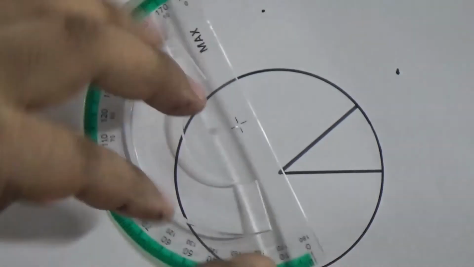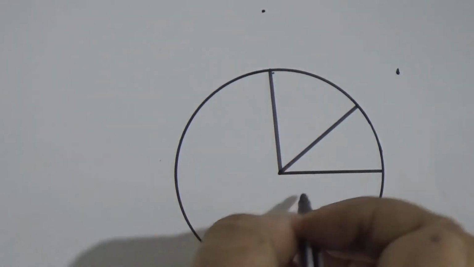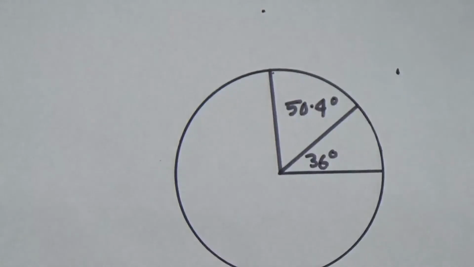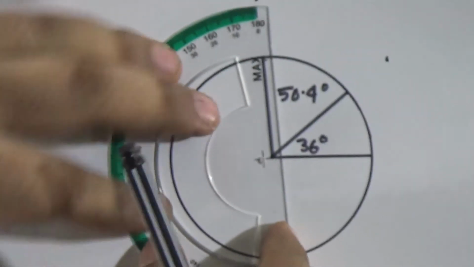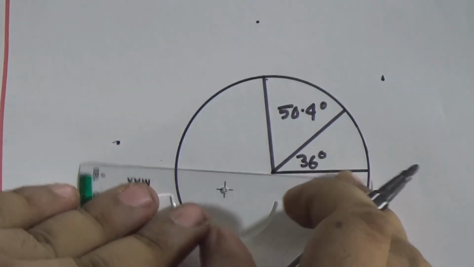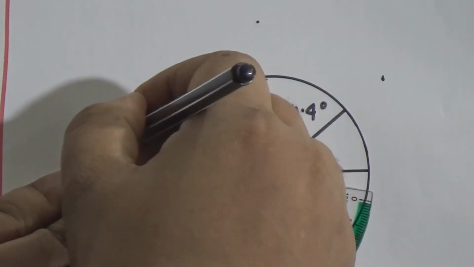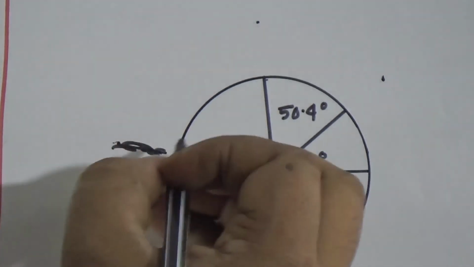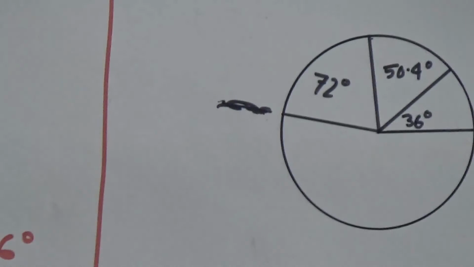Then we add up to the circumference. So this is 36 degree, this is 50.4 degree. After that you notice 72 degree, where is 72 degree? Here is 70 and here is 72. Now you add only up to the circumference of the circle. After that 72 degree done, then 108 degree.